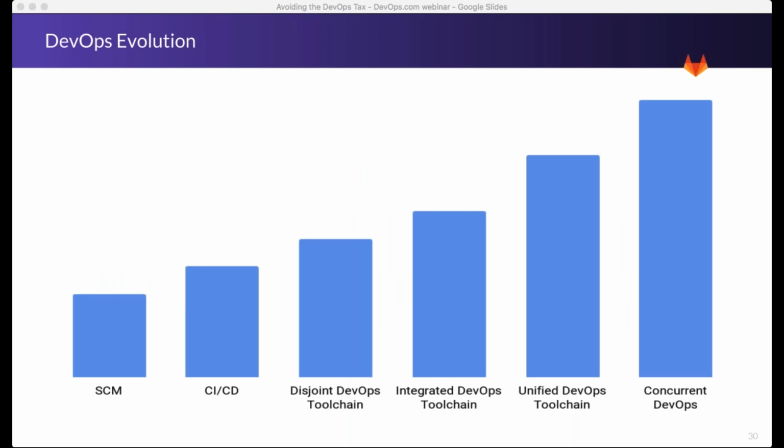Now, to put this in context in a different way, there are a few stages companies typically evolve through on their DevOps journey. On the one extreme, there's nothing but source code management, and everything is manual. And then you add CI, and then you add CD, and then you get your first DevOps toolchain, but it might still be disjoint and disconnected, a bunch of pieces hobbled together. But then you get an integrated DevOps toolchain, and that feels better. But as we just showed, it still has its problems. The DevOps tax is still there. So the next step is a unified toolchain. And here, usually it's the pieces that come from the same vendor with all the same look and feel, and they're easier to integrate together, or maybe even a couple of them are prepackaged together, but it's still not quite seamless. So what we need to get to is concurrent DevOps.